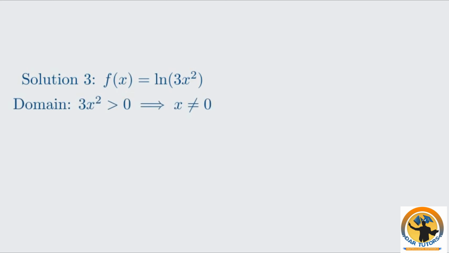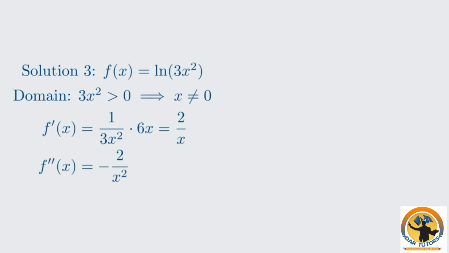Here is the solution for question 3. We are given the function f of x equals ln of 3x squared. First, the domain. The argument of a logarithm must be positive. Since 3x squared is always positive for any non-zero x, the domain is all real numbers except x equals 0. Using the chain rule, the first derivative is 2 over x. The second derivative is negative 2 over x squared.